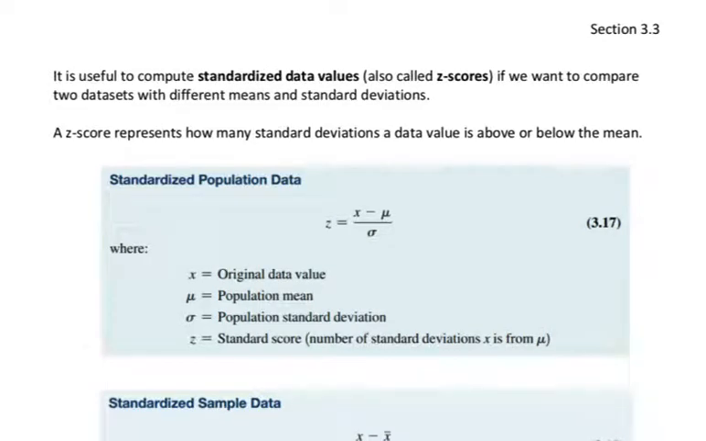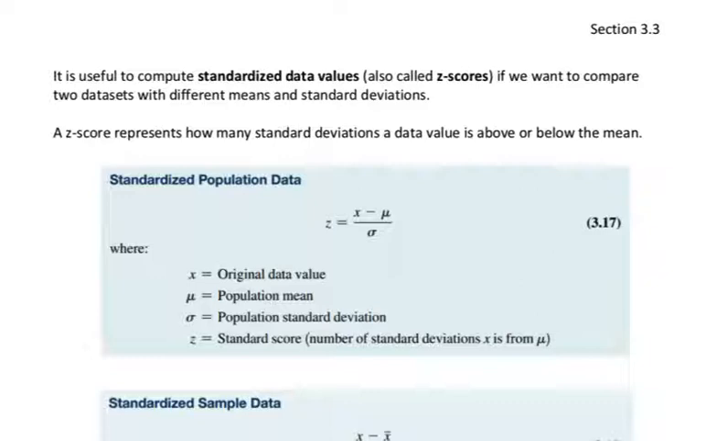In this video for section 3.3, we're going to talk about how to compute z-scores, or standardized data values. And we do this if we want to compare values that come from two data sets with different means and standard deviations. So an example of this is if we want to compare a man and a woman and see who is relatively taller compared to other people of their gender.